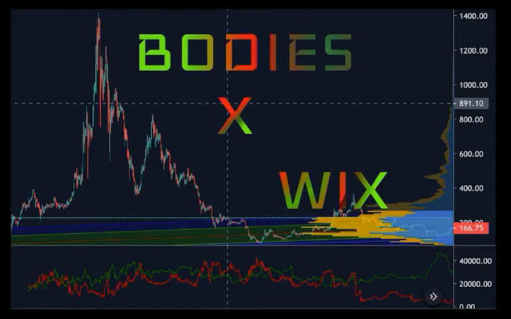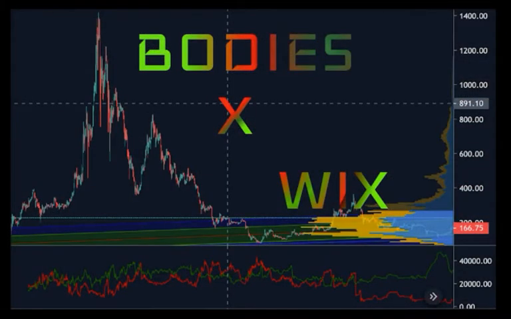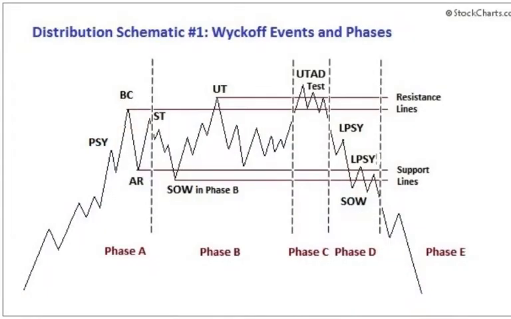Now, what this is designed to do is look at some charts here, and we'll see if we can't find some Wyckoff in here. Now, if you don't know what Wyckoff is, he has a specific way of trading where you can see there is a phase A, a phase B, a phase C, a phase D. In each of these phases, you will see specific movements and specific tests within the market.